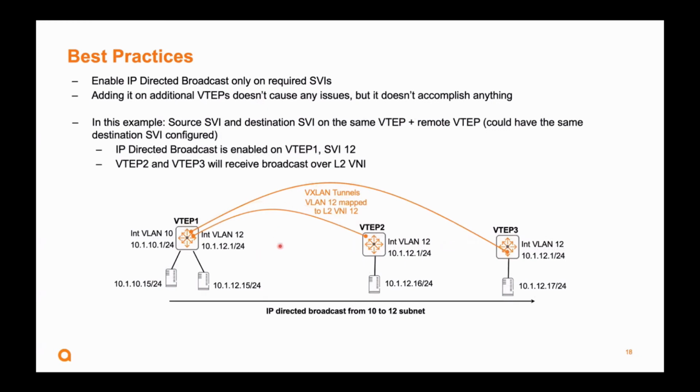In this case, you can see the destination SVI is also on VTAP 1, connected to the source, so you can actually enable it here. There's no need to do it here, but if you have the gateways here, you can actually enable it. It doesn't cause any issues, but it doesn't accomplish anything. So for consistency, you really want to configure the same thing, right? Even though it might not be used here, because you might have another SVI connected here, you want to broadcast out. So just enable it all.